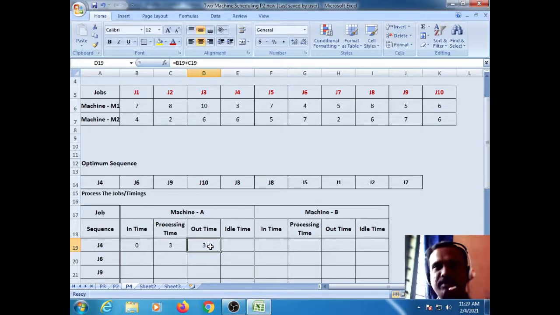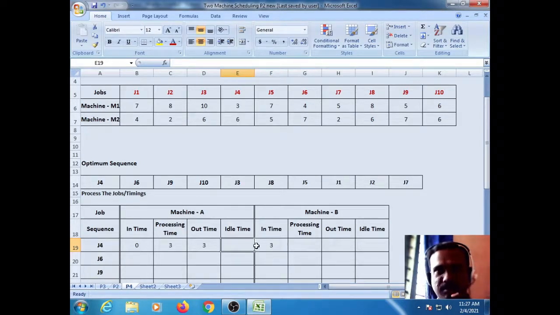Then what we have to do? Immediately we have to process the same job on machine B at the 3rd hour. So these are the timings. At the 3rd hour we have to process the job on machine B, so immediately we forward the job to machine B.